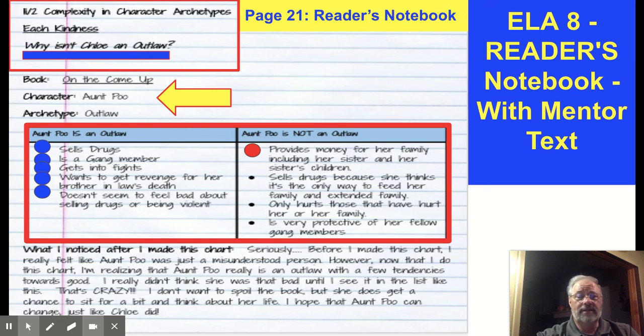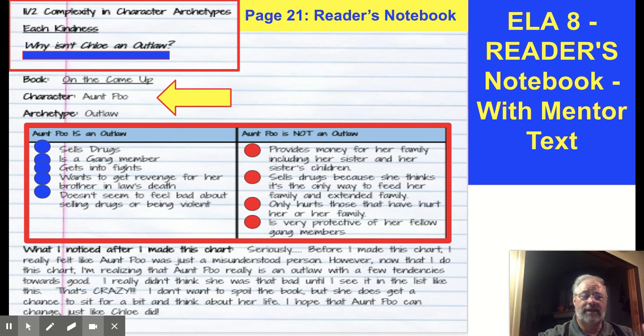She provides money for her family, including her sister and her sister's children. She sells the drugs because she thinks it's the only way to feed her family and her extended family. She kind of has a code of ethics here about the people she hurts. She's only going to hurt the people that hurt her or her family. And she's very protective of her gang members. So we want you to make this chart and fill it out.